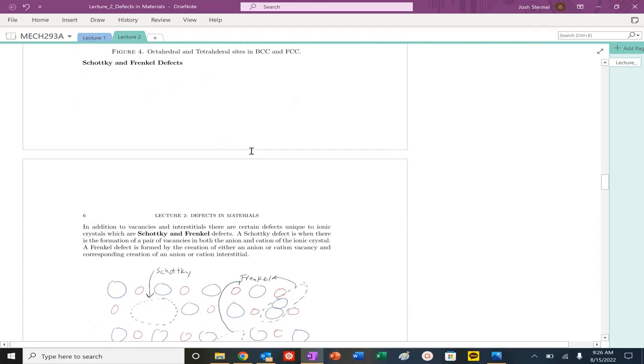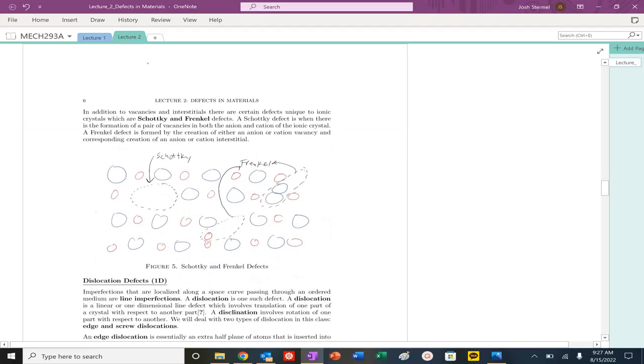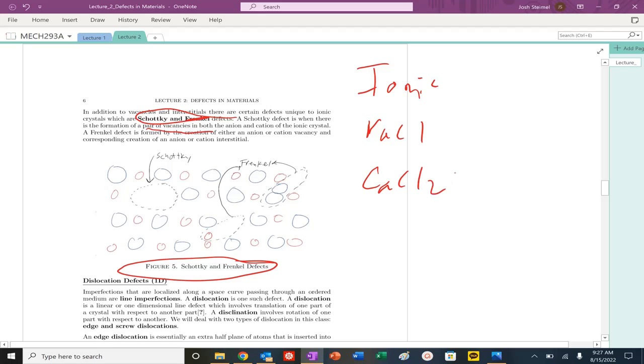One last type of 0D defects is Schottky and Frenkel defects. These are pairs of defects. A Schottky defect is the formation of a pair of vacancies. These defects, Schottky and Frenkel defects, can only occur in ionic crystals. What's an ionic crystal? NaCl. That's an ionic crystal. CaCl2. How about CaO? That's an ionic crystal.